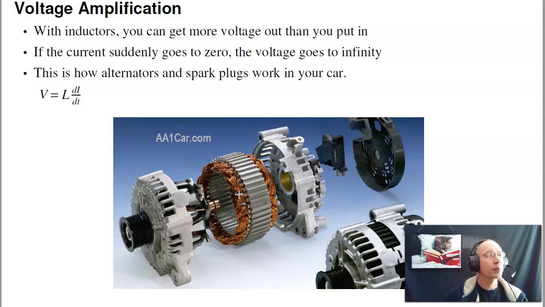That's how the spark plugs in your car work. I first charge up the coil in the alternator, and then I suddenly turn off the current. The path to ground for the collapsing field is through the spark plug. So a 12-volt battery can produce thousands of volts using an inductor or an alternator.